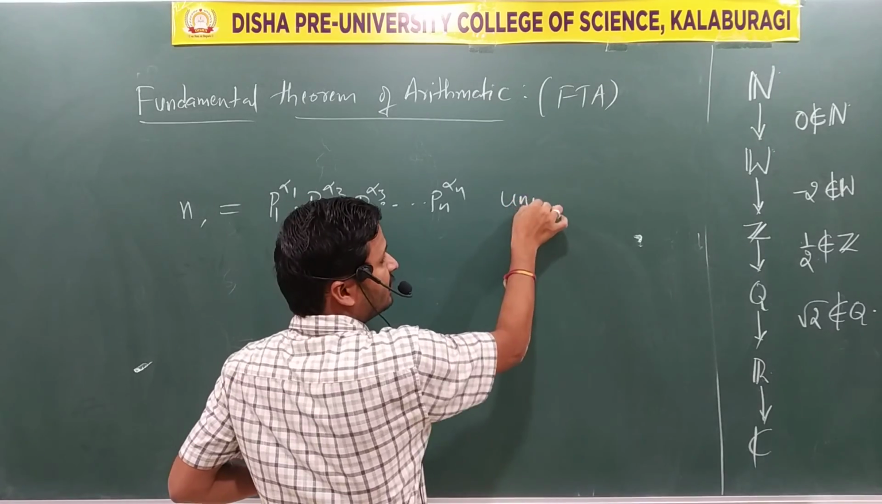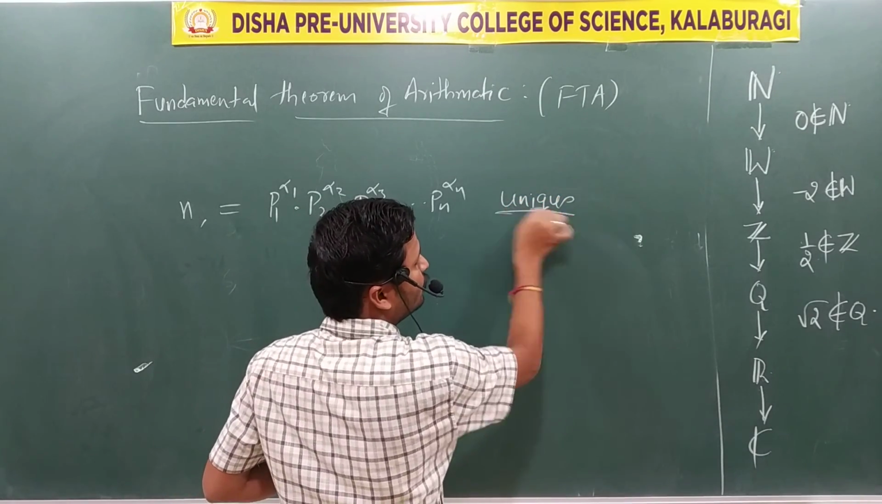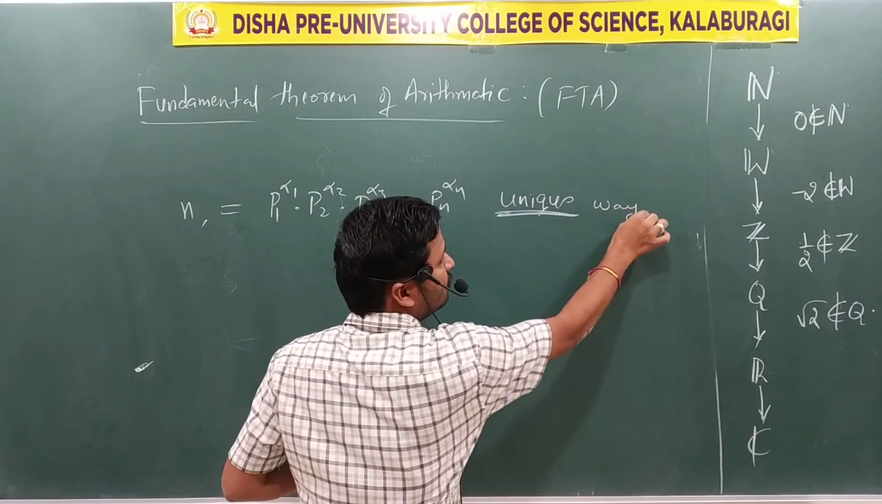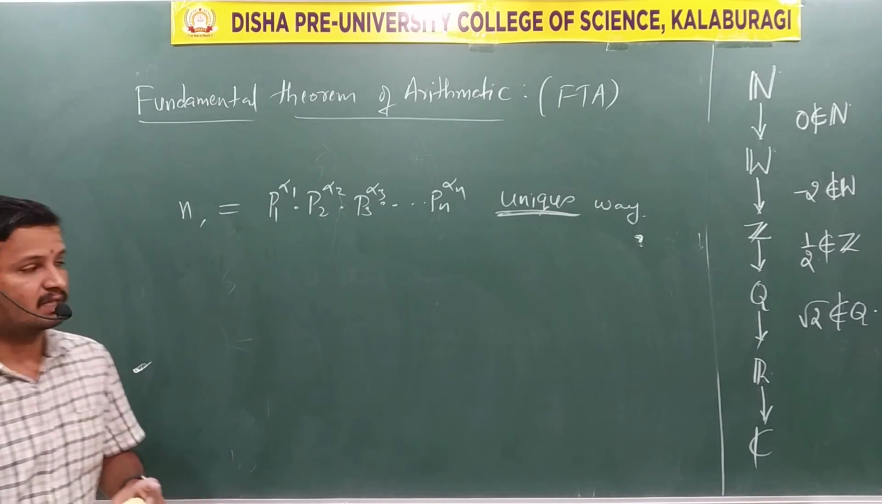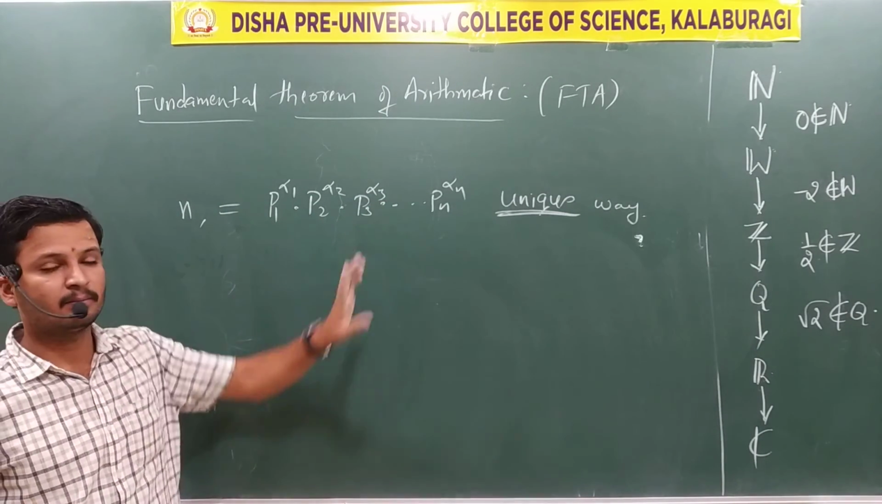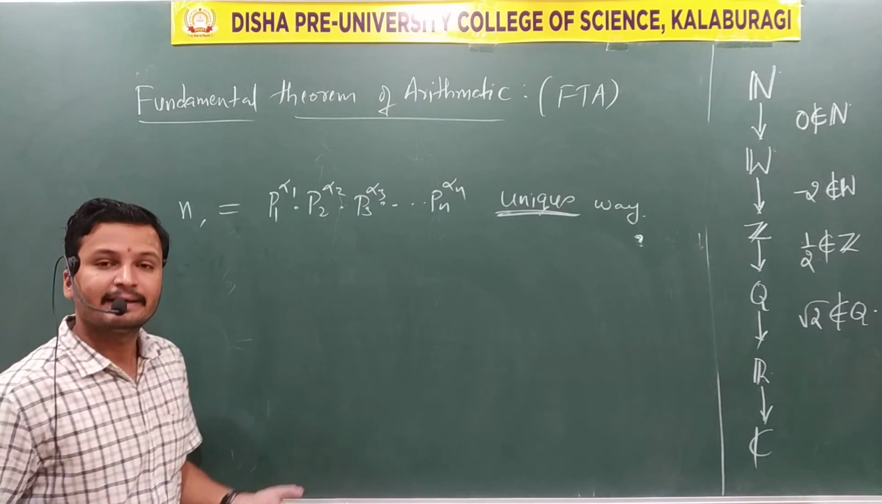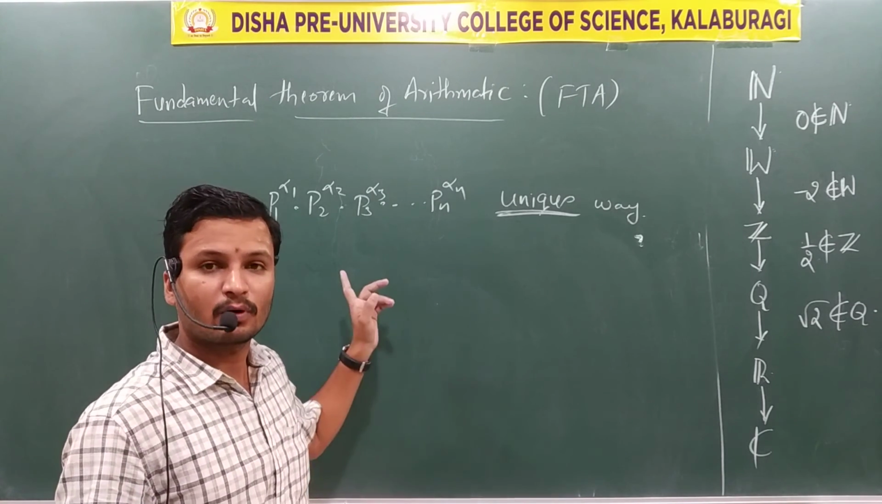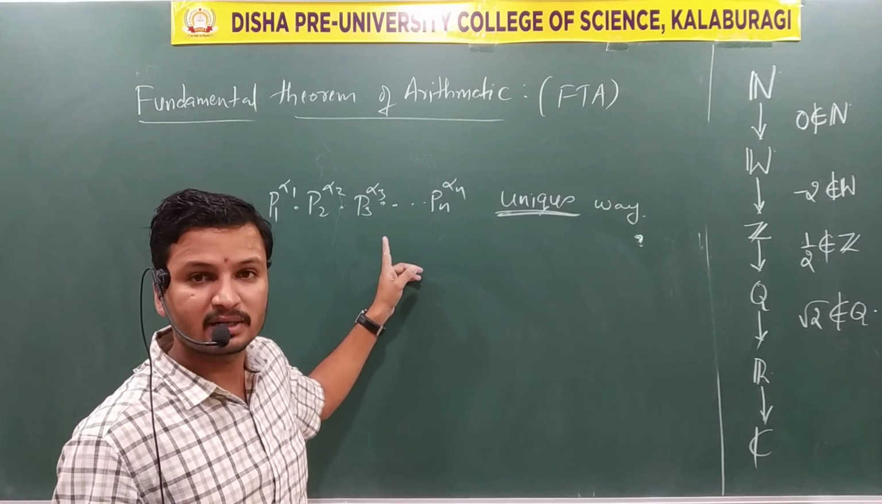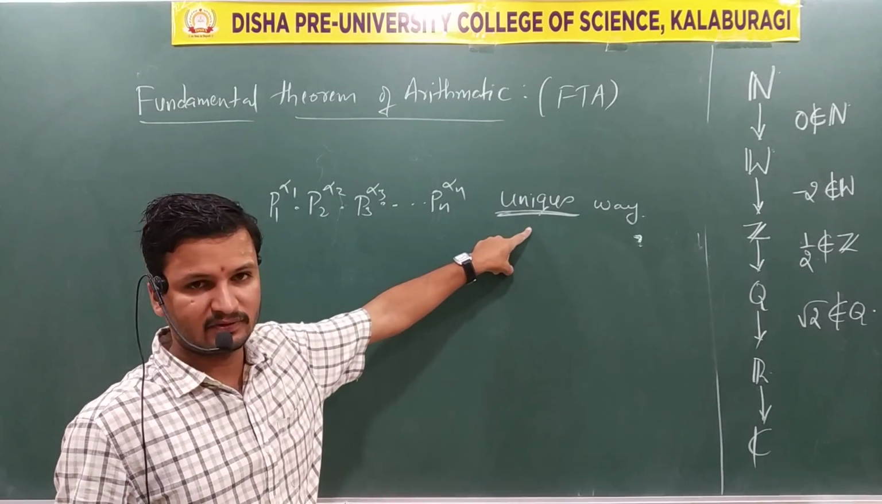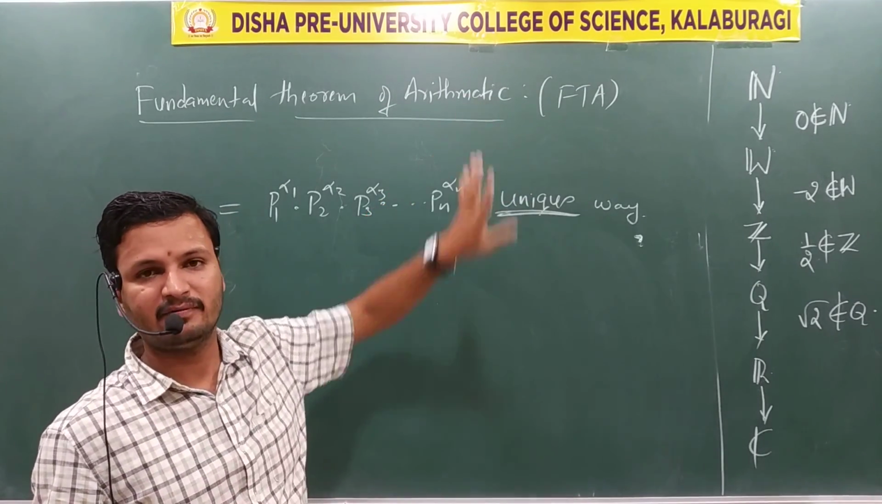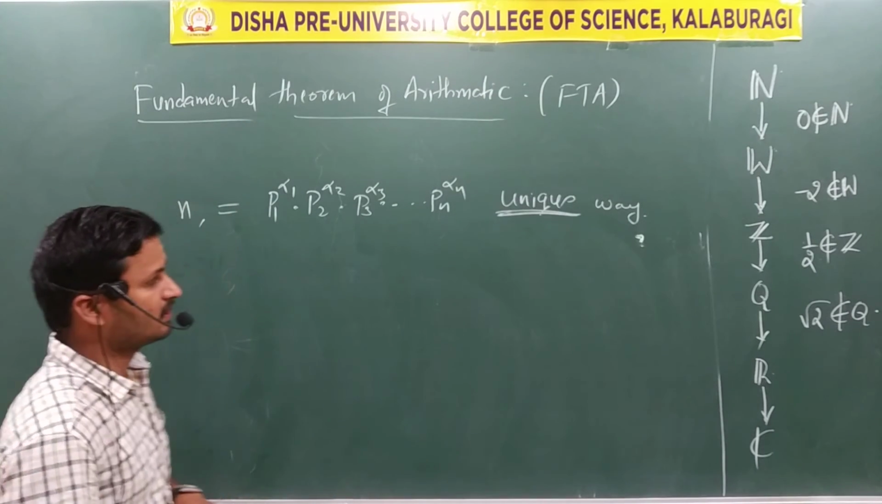The statement is very important, the words unique way. This is the only one way. Here p1, p2, p3 must be prime numbers. Any natural number can be expressed as a product of prime powers in a unique way. This is the statement of the fundamental theorem of arithmetic. Okay? Yes.